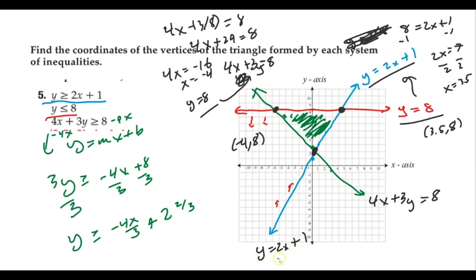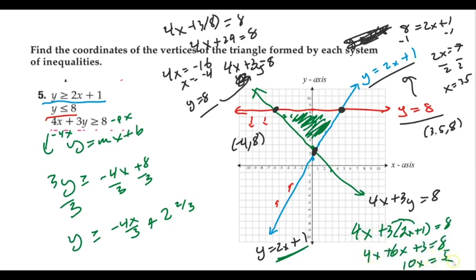Easiest way to solve it, substitution in this case. I already have y equals 2x plus 1. You plug it in: 4x plus 3 times (2x plus 1) equals 8. Solve. 10x equals 5. x equals 1/2. And then you plug it in, you'll get 1/2 and 2. Yeah, that's how you find endpoints. If you ever want to find endpoints, this is solving equations.